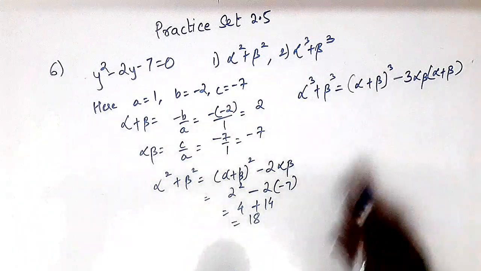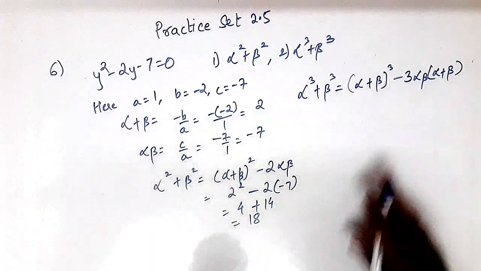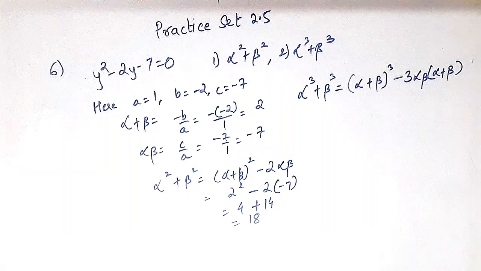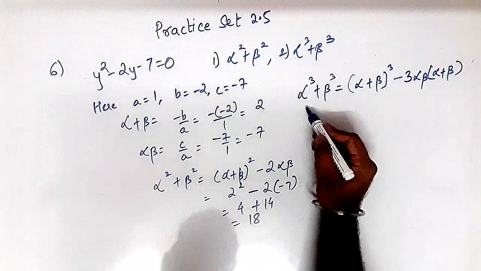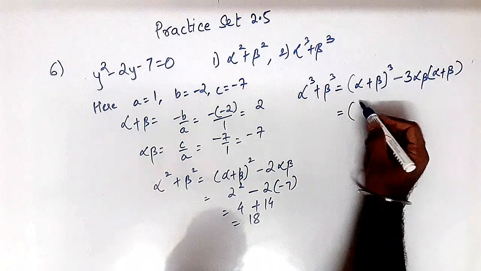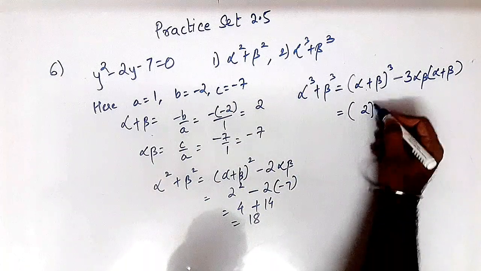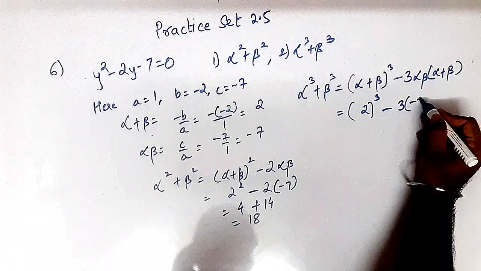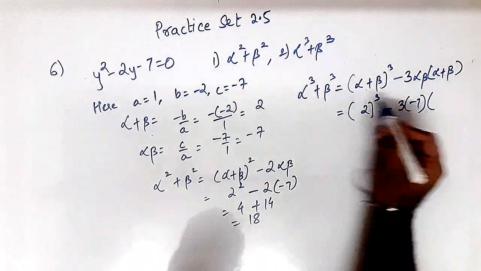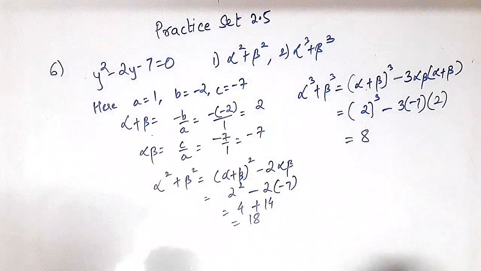I don't want this. This is equal to this, but this thing is extra, plus 3 alpha beta, alpha plus beta. So I'll remove it by putting minus. We are asked to find this second one, so we'll substitute what we have: alpha plus beta the whole cube. Alpha plus beta is 2, cube, minus 3 alpha beta is minus 7, bracket alpha plus beta is 2. So this is 8.